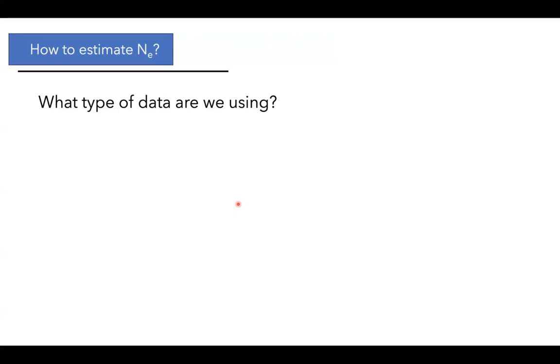I want to talk about now, how do we estimate NE, right? And first, I want to talk about what type of data we're using, and then I want to talk about what kind of method we might be using to analyze those data. And let me just start off by saying that the number of methods that are out there probably could take up an entire semester-long course easily, right? And what type of method you use depends to some extent on what type of data you have available to analyze, okay?